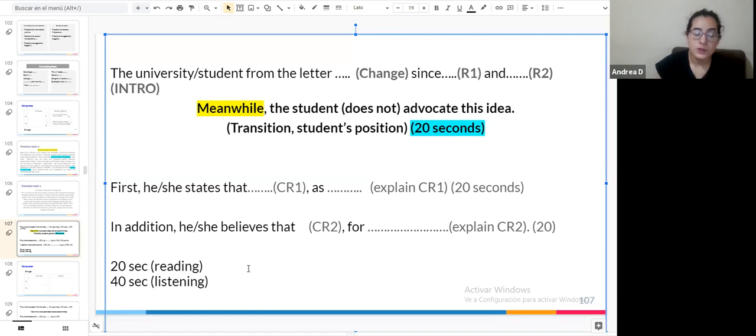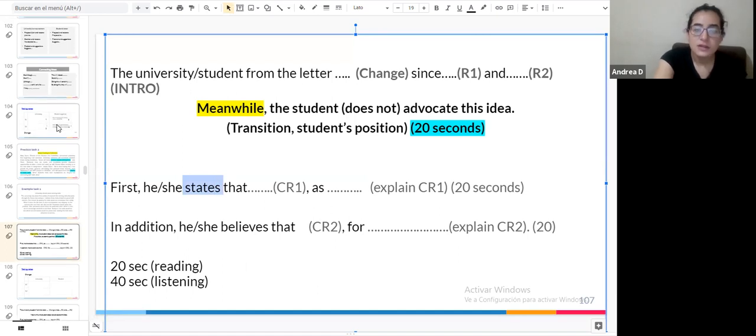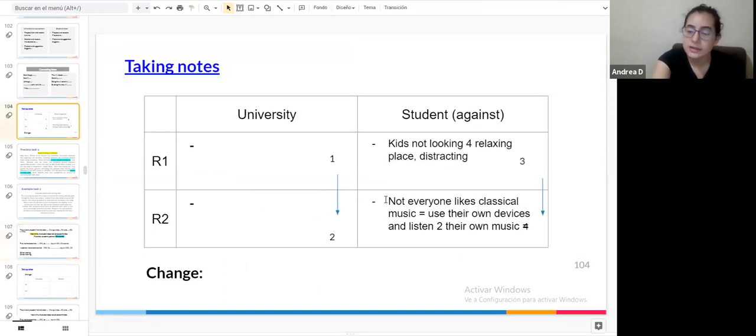Okay, some things I wanted to say. Make sure that you use these reporting verbs. So you're not just gonna tell me, the student doesn't like this idea, and then you right off tell me, not everyone likes classical music, kids are now looking for a relaxing time, because these are not your ideas. You know, you're not the ones that are saying this. This is something that the student said. So you gotta think like you were a reporter, okay?